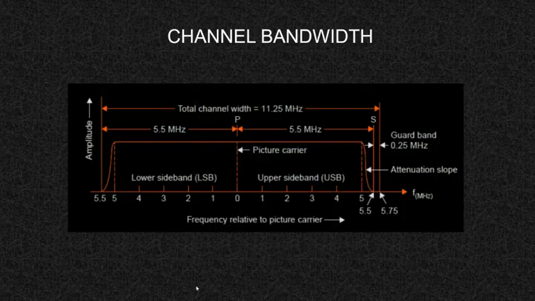Now how are you going to find out the channel bandwidth? Your picture carrier is here at 0, okay? You're assuming right now that it's not actually a zero value, it is some frequency.